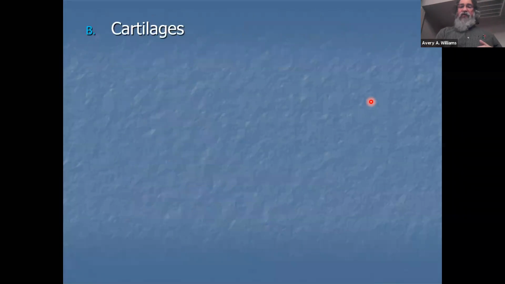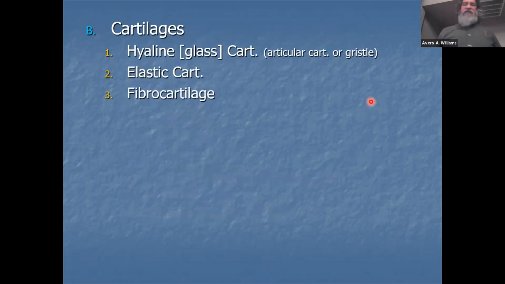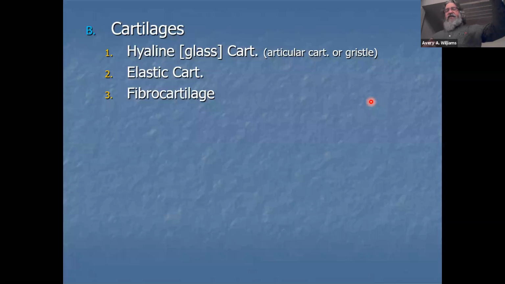Because you look at the next groups, like cartilage, there's nothing like cartilage, and it's unlike anything else. But there's three different types of cartilage, okay? There's hyaline cartilage, elastic cartilage, and fiber cartilage. And we're going to talk about cartilage in general. There are characteristics that make something cartilage, and then there are characteristics that separate these three from one another.